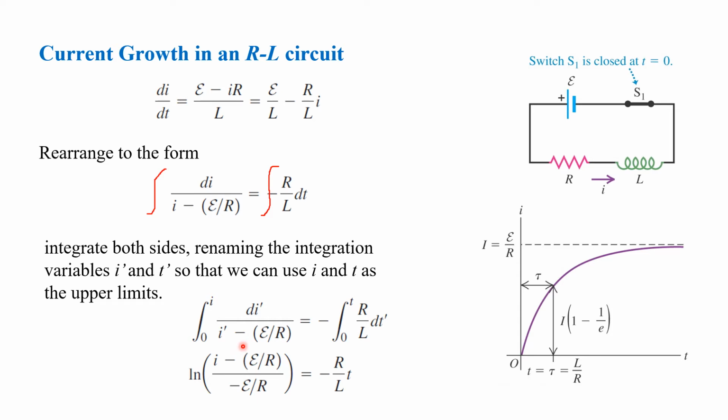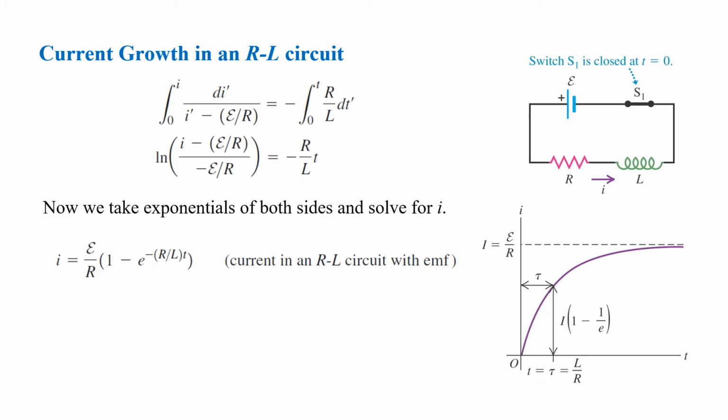The integral of the left-hand side is equal to ln of (i minus epsilon over R) over negative epsilon over R. This one is already evaluated from 0 to i. The integral, on the other hand, of the right-hand side is equal to negative R over L, also already integrated from 0 to t. So you have this equation here. This is just the same equation as earlier.